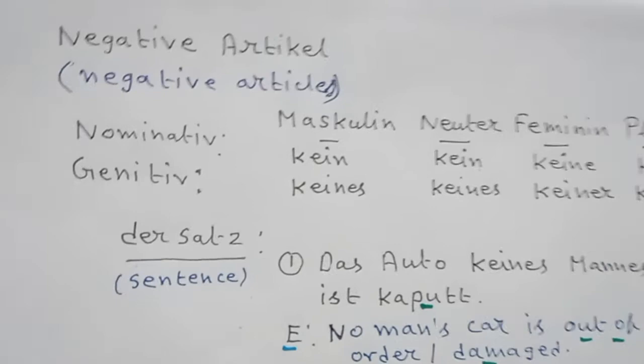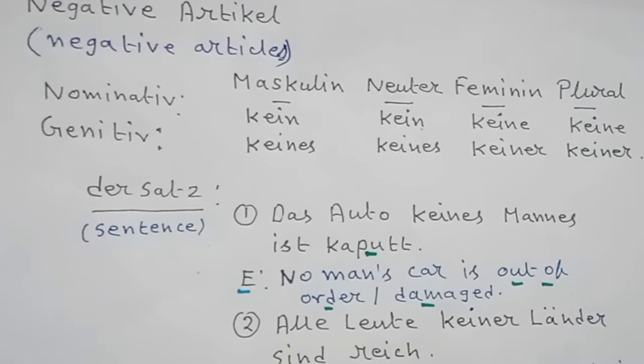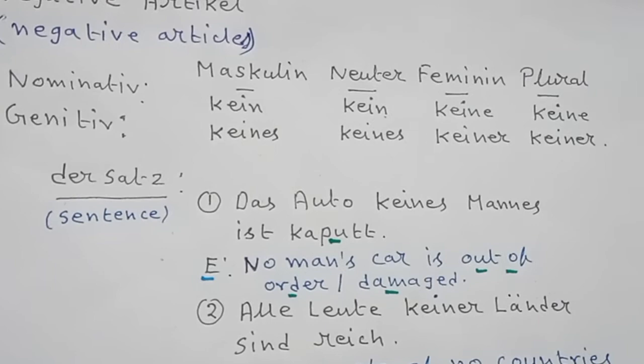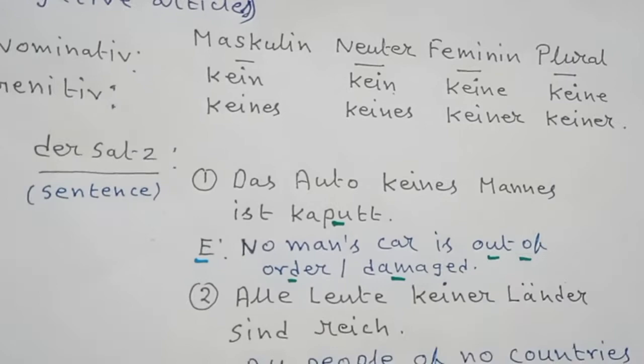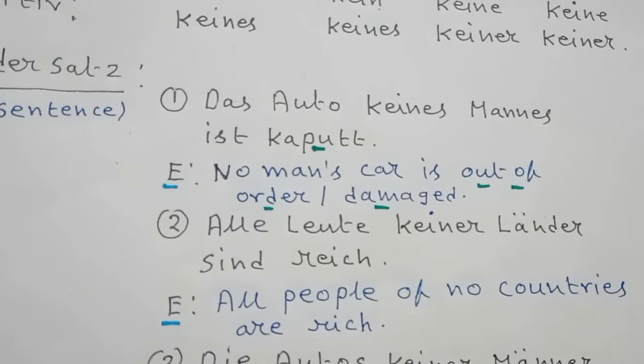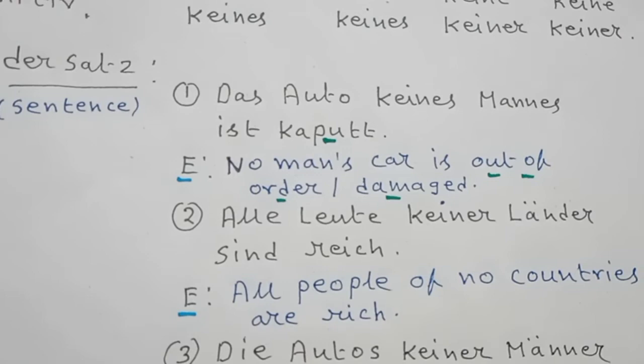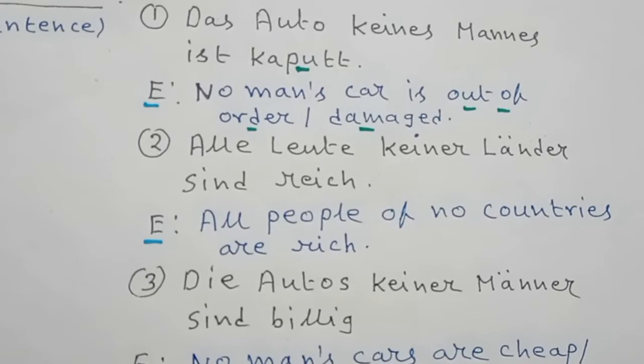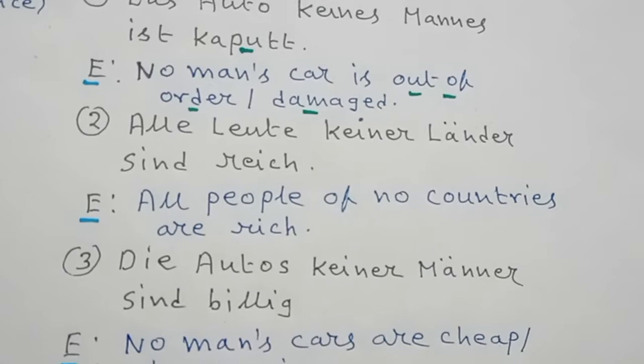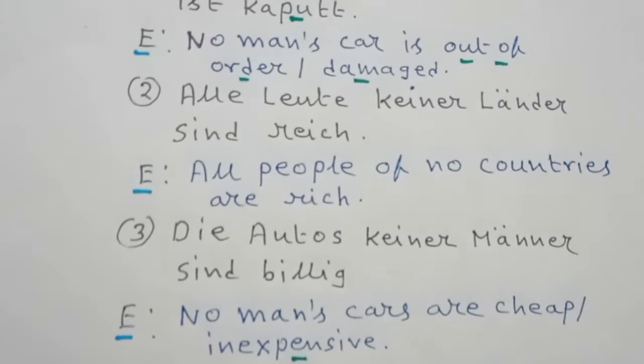Now, negative articles: masculine, neuter, feminine, plural. Nominative: kein, kein, keine, keine. Genitive: keines, keines, keiner, keiner. Now, here is that sentence. Das Auto keines Mannes ist kaputt. Now, English: no man's car is out of order or damaged. Kaputt, out of order or damaged. Number two: Alle Leute keiner Länder sind reich. All people of no countries are rich. That is, Länder, countries, reich, rich.